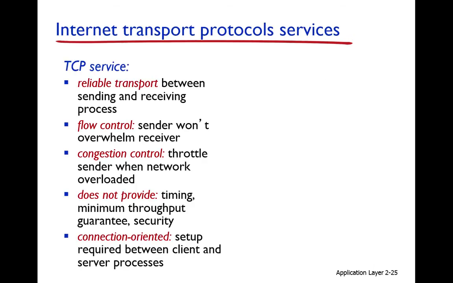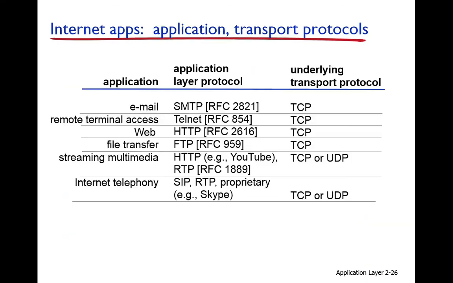So these are the applications. For example, email uses TCP because email requires that the data should not be lost. Telnet uses TCP, and streaming media can use TCP or UDP. It depends. Similarly, Skype can use TCP or UDP, both, but usually UDP is preferred.